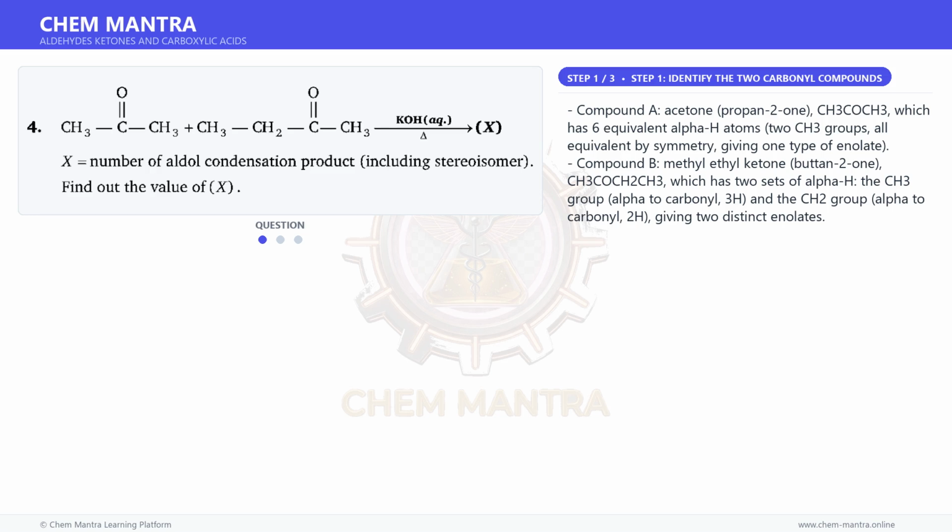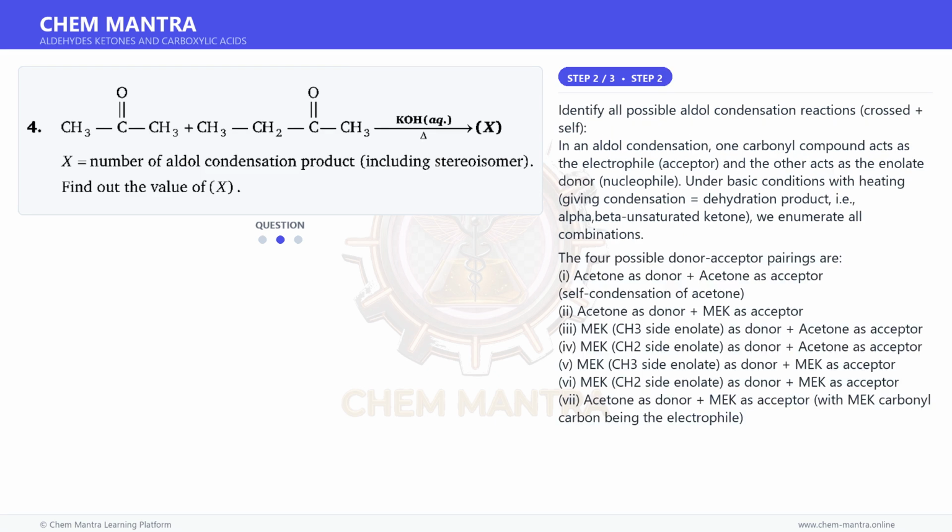Compound A, acetone, propan-2-one, CH3COCH3, has 6 equivalent alpha-H atoms on two CH3 groups, all equivalent by symmetry, giving one type of enolate. Compound B, methyl ethyl ketone, butan-2-one, CH3COCH2CH3, has 2 sets of alpha-H: the CH3 group alpha to the carbonyl, 3H, and the CH2 group alpha to the carbonyl, 2H, giving 2 distinct enolates.